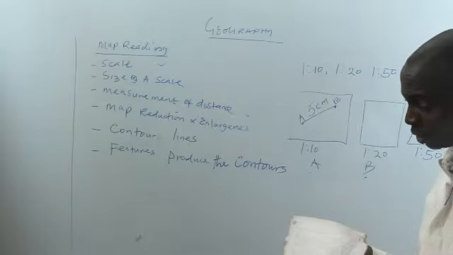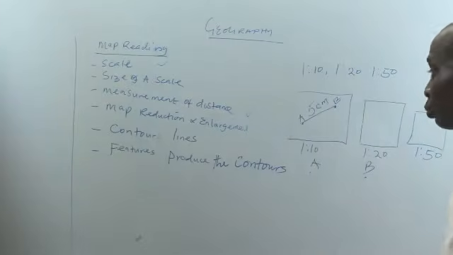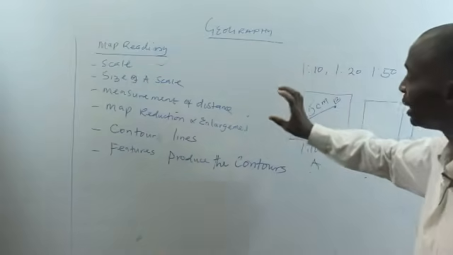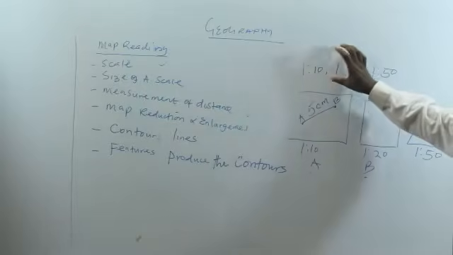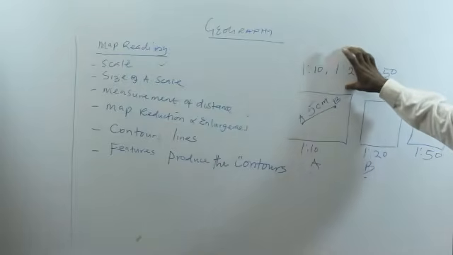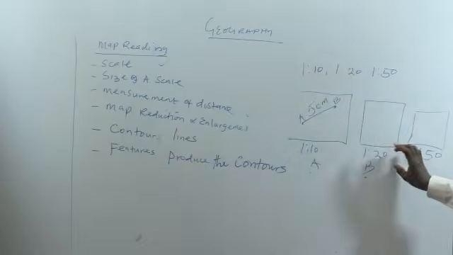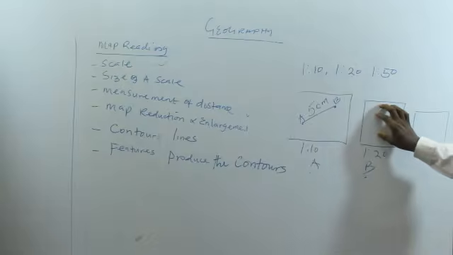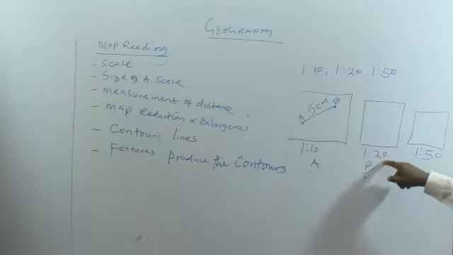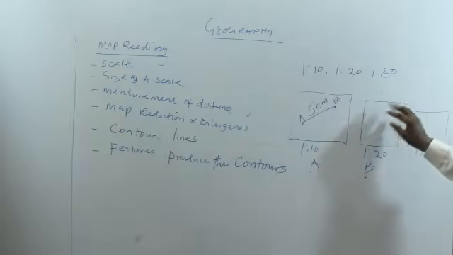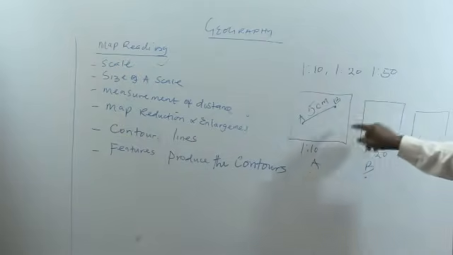And we are going to solve 1 or 2 examples. Then we move to map reduction and map enlargement. But in all this, please have in mind the size of your scale. The larger the scale, the smaller the map. You can see 1:20 is bigger than 1:10. On a normal sense, you may think that 1:20 maps should be bigger than 1:10.